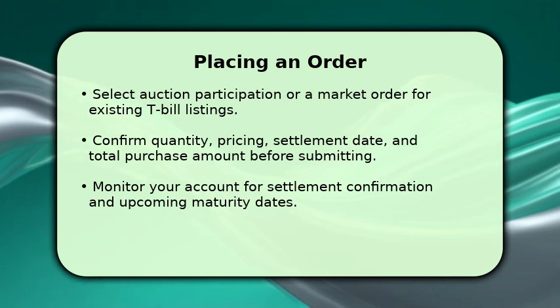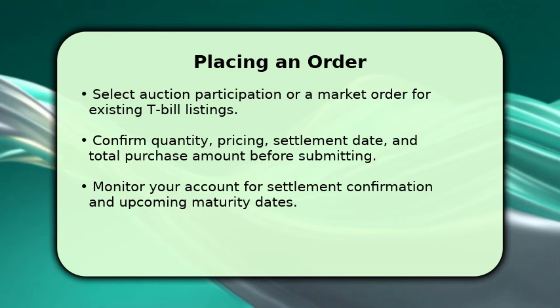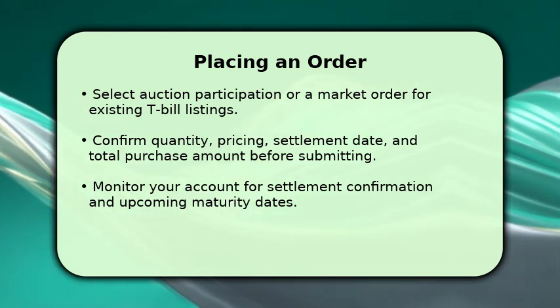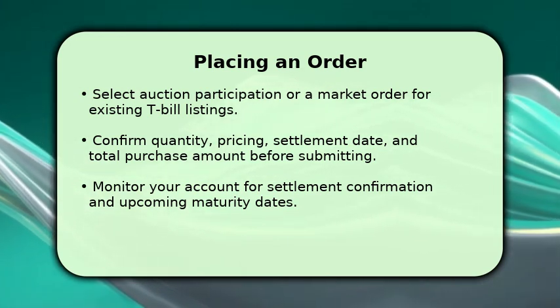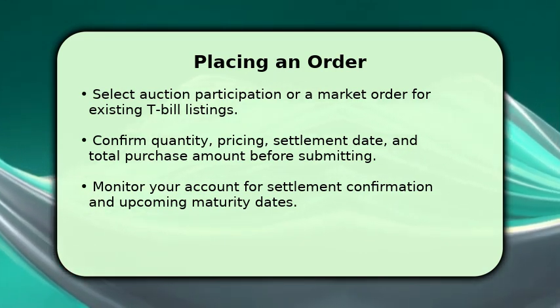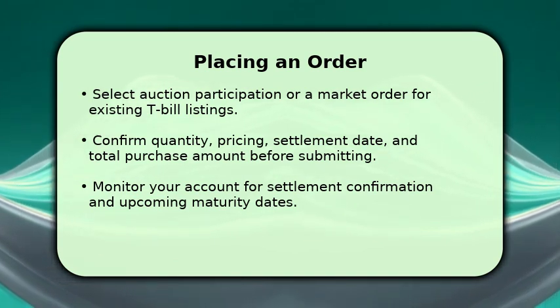Choose auction participation to submit a competitive or non-competitive bid, or pick a secondary market listing and enter quantity and price. Review settlement date, accrued interest rules, and funding source, then confirm the trade. After execution, check trade confirmations and your holdings to see maturity dates and expected proceeds, and plan reinvestment or withdrawal as needed.